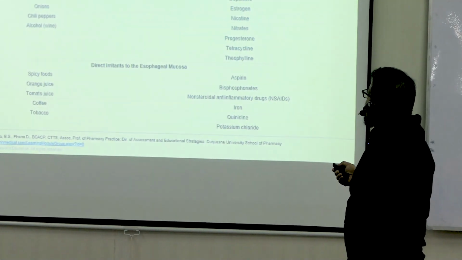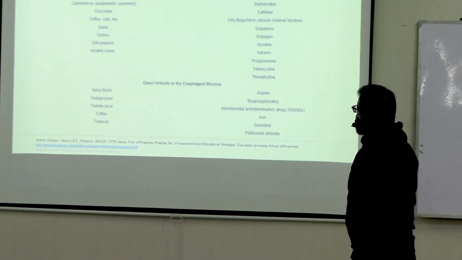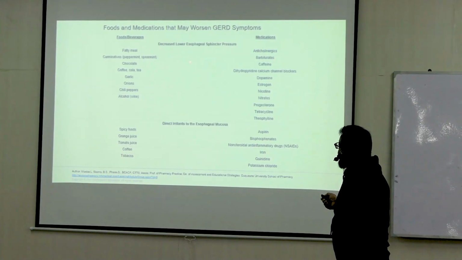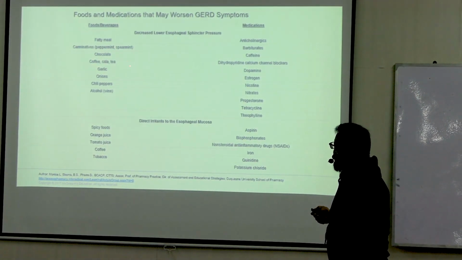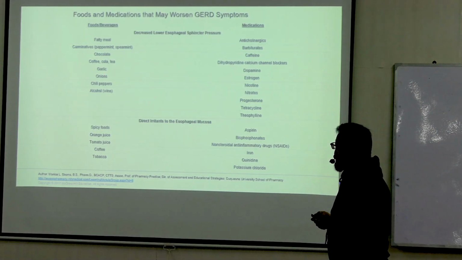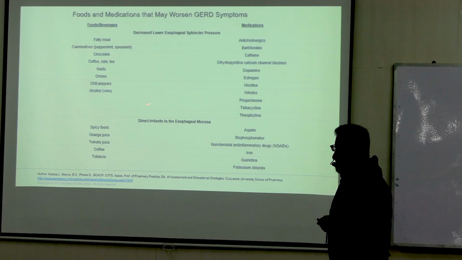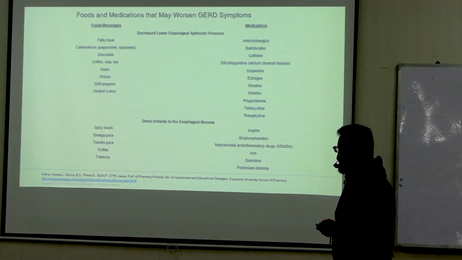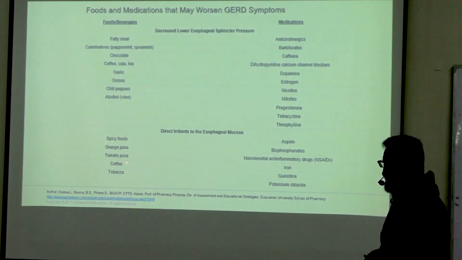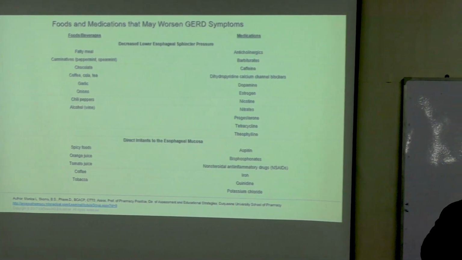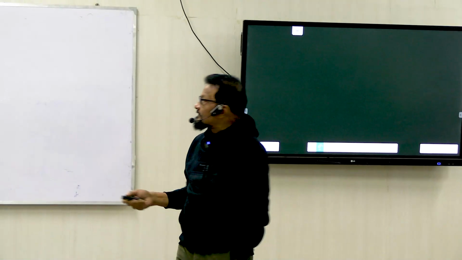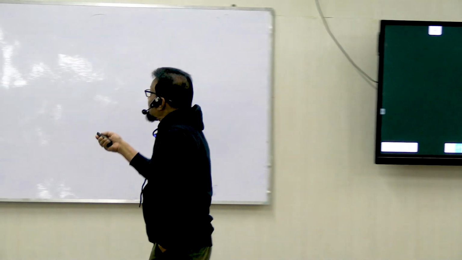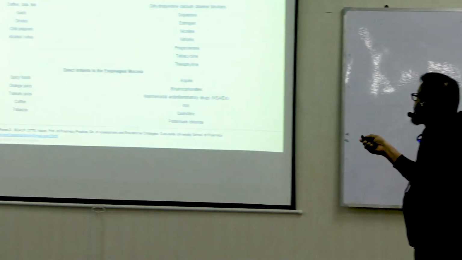These are the foods and medications that may worsen GERD symptoms. What are these? Fatty meals, carminatives, chocolates, coffee, cola, tea, garlic, onion, chili powder, alcohol, spicy foods. This will create irritation of the esophagus. Also spicy food, orange juice, tomato juice, coffee, tobacco. So they will aggravate GERD symptoms. And these are the medications that may cause GERD.